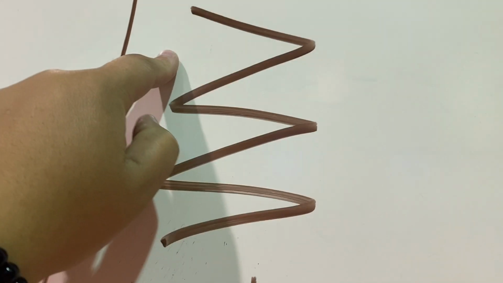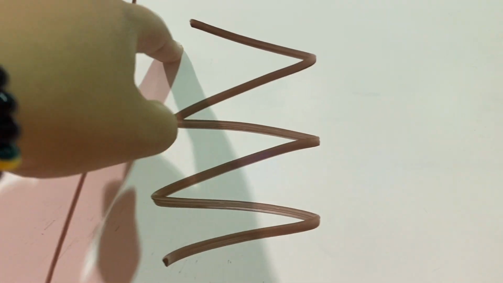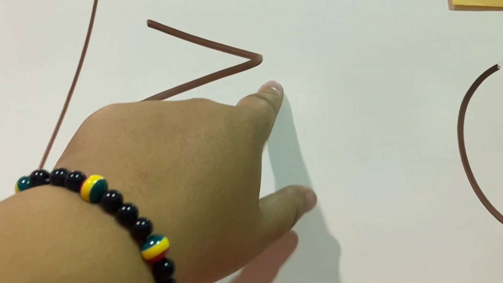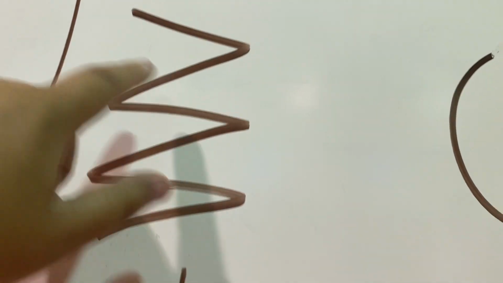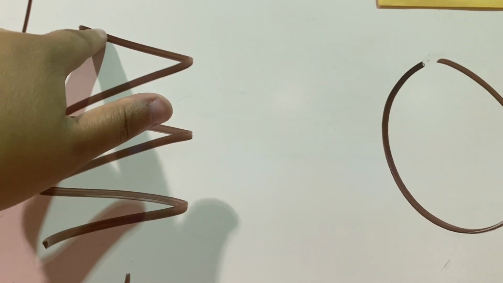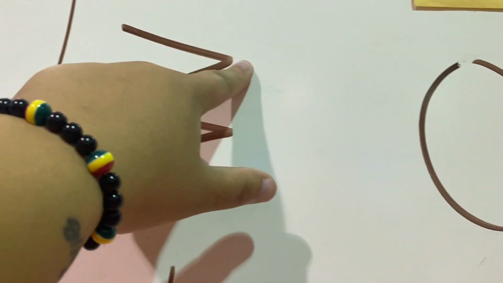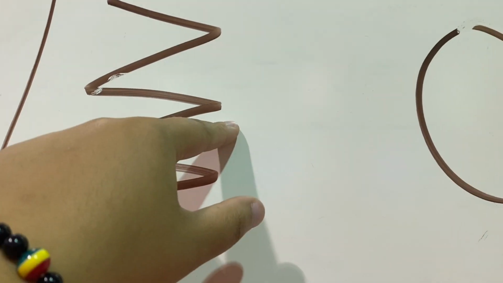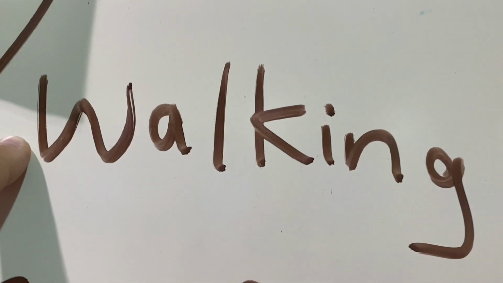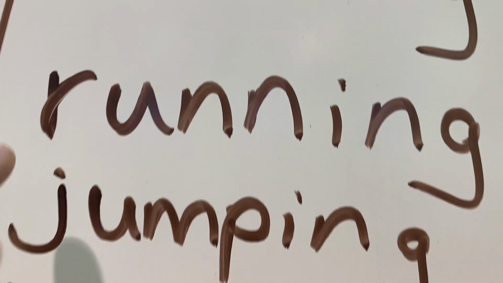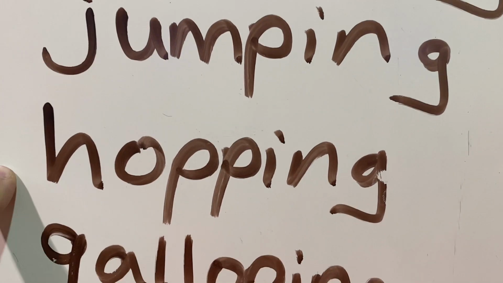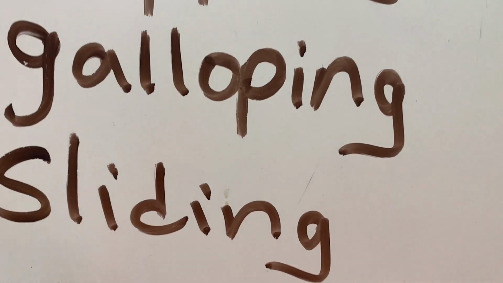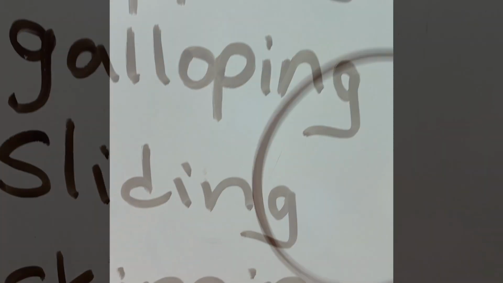The first one is a zigzag pathway. In a zigzag pathway, you have sharp edges, distinct turns. So you're going to start, walk, walk, walk, make a sharp turn, change direction, make a sharp turn, change direction, and so on. You're going to do that with walking, running, jumping, hopping, galloping, sliding, and skipping.